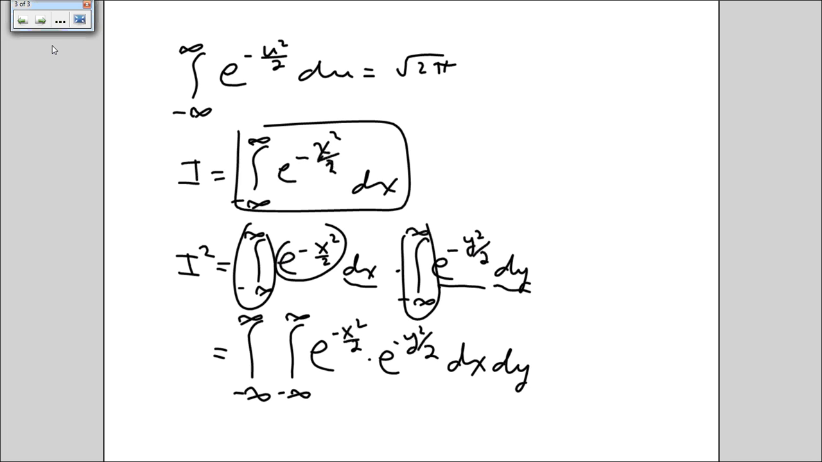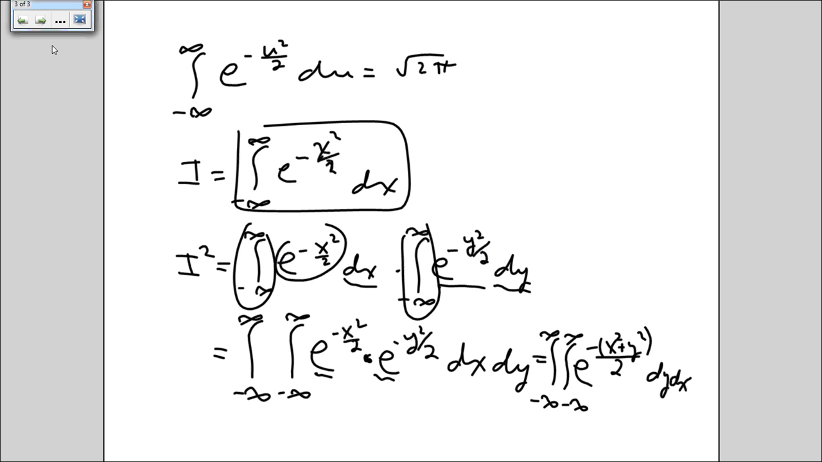because this here is nothing more than a double integral from both limits negative infinity to infinity. In multiplication, if the bases are the same, you can keep the base and add the exponents. When you add the exponents, you get negative x squared plus y squared over 2 dy dx. And the limits are both negative infinity on the bottoms and infinities on the top.